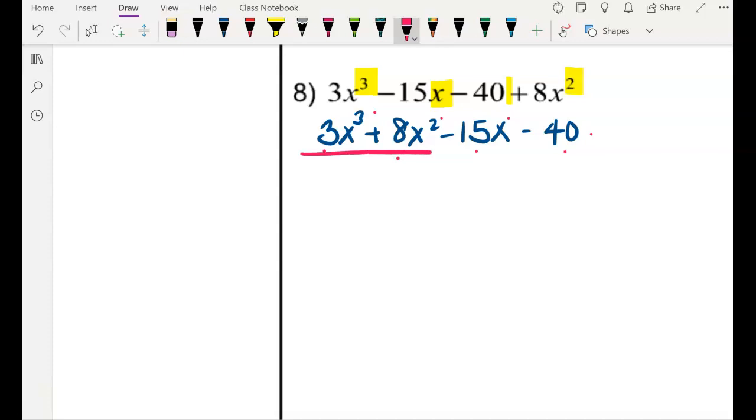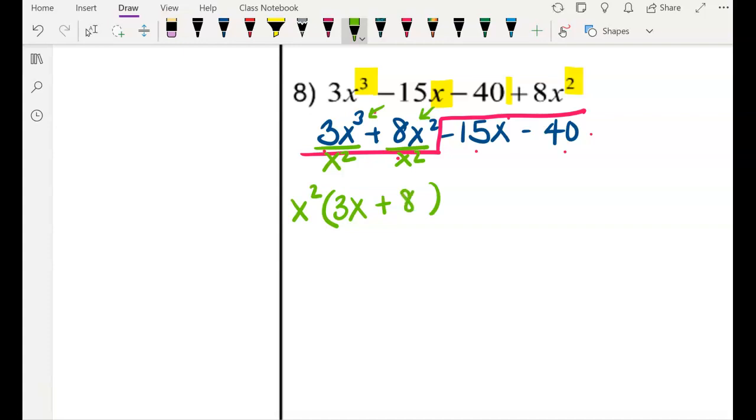So now we're going to break this, make this fencing, break it into 2 equal halves. On the front, 3 and 8, just like earlier, nothing in common. But we do have x to the third and x squared, so that means we can take out x squared. That's the biggest we can take out. If we take out x squared, that means we divide this by x squared, divide this by x squared. So 3x to the third divided by x squared, we subtract the power, so now we have 3x. 8x squared divided by x squared, if we subtract the power, no x's are left.